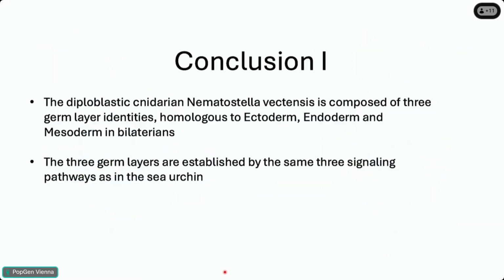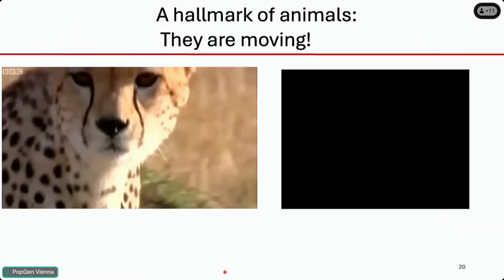So conclusion one here is that this diploblastic cnidarian Nematostella is composed of three germ layer identities, which I consider homologous to ectoderm, endoderm, and mesoderm of bilaterians. And these three germ layers are established by the same three signaling pathways as in the sea urchin. So when we think of mesoderm, we can also think of them not only as germ layers, but the name germ layer is because these are the earliest specification in embryonic development. So fate decision, so to say, from where normally particular tissues are derived.